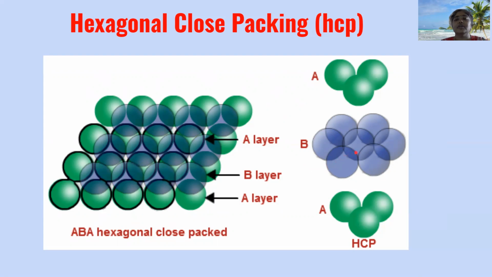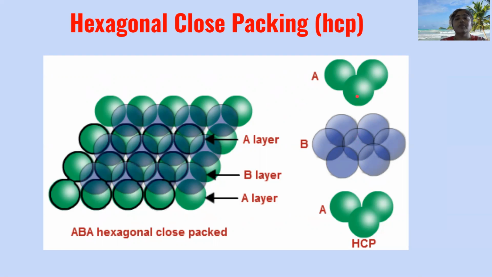Now, as you can see here, this central atom in the middle layer, or in any layer for that matter, will be in contact with 6 other atoms in the same layer. Plus, there will be 3 from the top and 3 from the bottom that it will be in contact with. So in all, this central sphere is in contact with 12 other atoms, and hence the coordination number in HCP is 12.